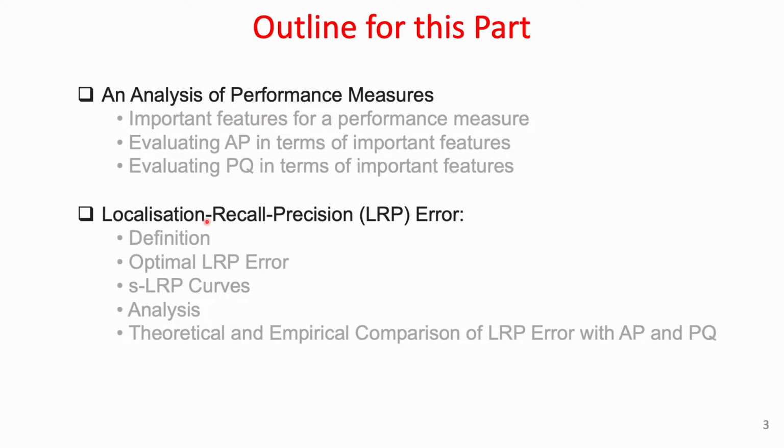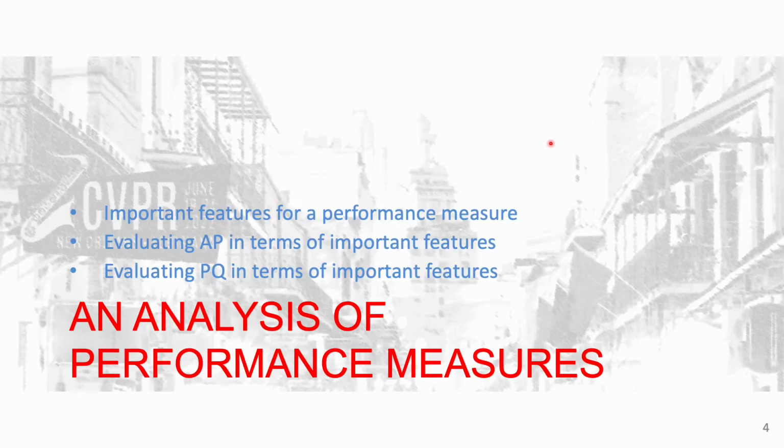In the second section of this part of our tutorial, we will first introduce localization, recall, precision error in detail. Note that Emre provided a brief introduction to LRP error in the first part of our tutorial. In this part, I will provide a more detailed introduction. And I will show that LRP error actually satisfies the important features expected from a performance measure. Finally, I will provide a comparison of LRP error with average precision and panoptic quality in terms of their theoretical aspects and empirical behaviors.